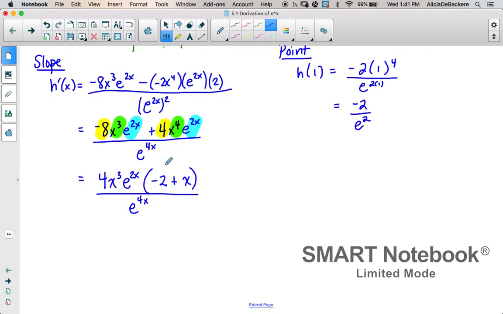You can reorganize that bracket. If I was asking for it in simplified form, you should, but we just want the slope at x equals 1, so I'm going to plug in 1. And so in the bracket, I'm going to get -2 plus 1. And then when we simplify this all down, I've got a -4 e squared all over e to the power of 4.